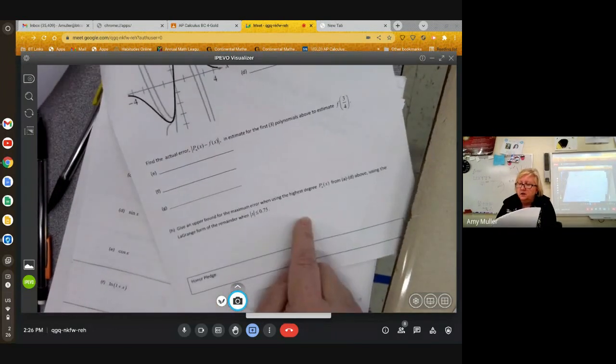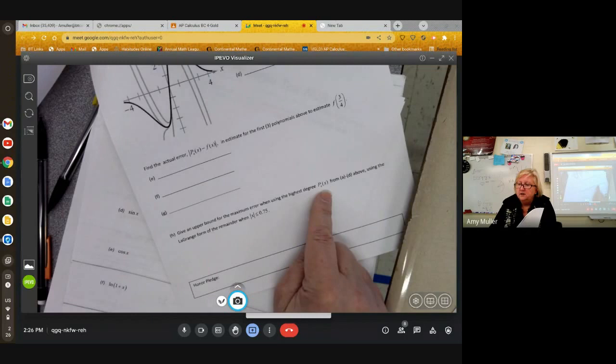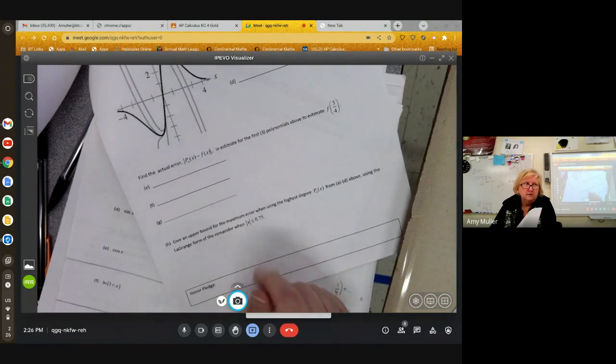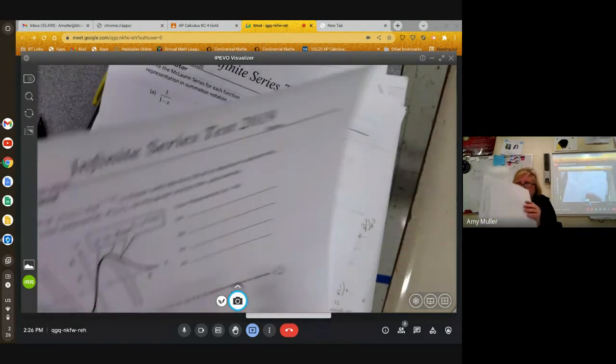And then this one here, you just take the highest degree and then you do Lagrange, which means you have to have the n plus 1th derivative, right? And you plug it in at 0.75. Yes. That's all you do.